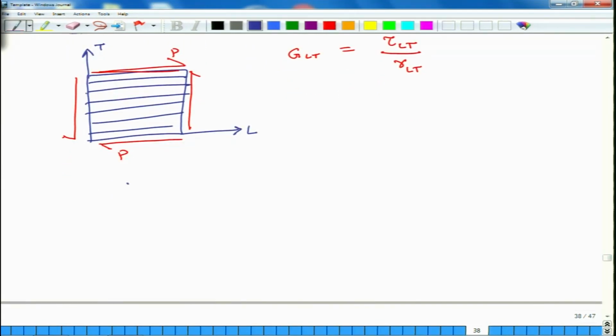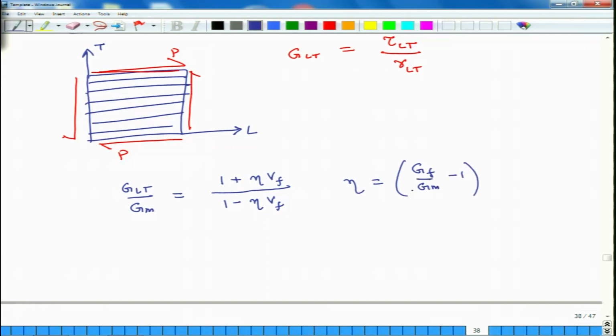So, in this case, GLT divided by GM equals 1 plus eta times volume fraction divided by 1 minus eta times volume fraction, where eta equals GF over GM minus 1, where GF and GM are shear moduli of fiber and matrix, divided by GF over GM plus 1. So, this is the Halpin-Tsai relation for GLT.